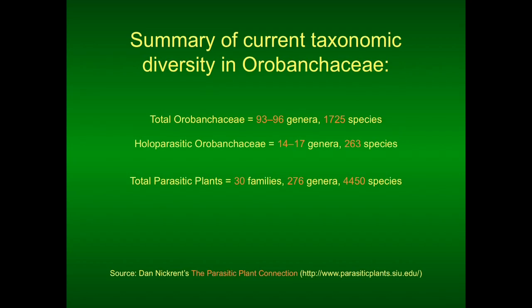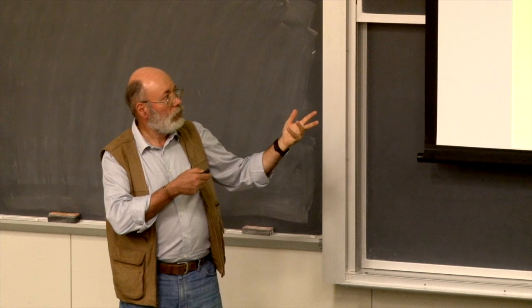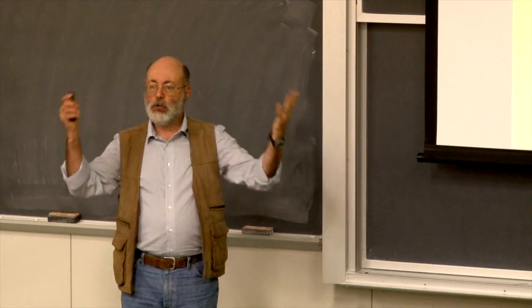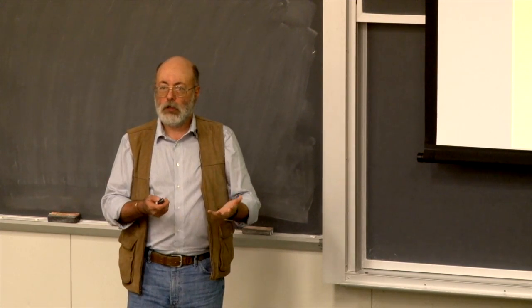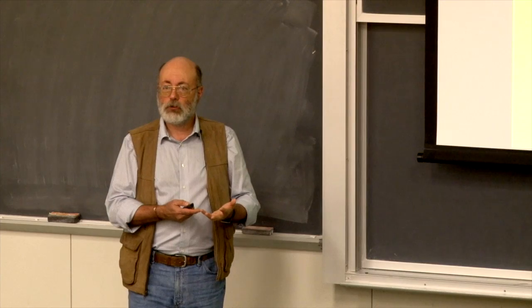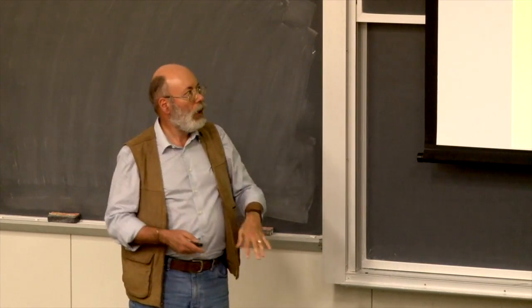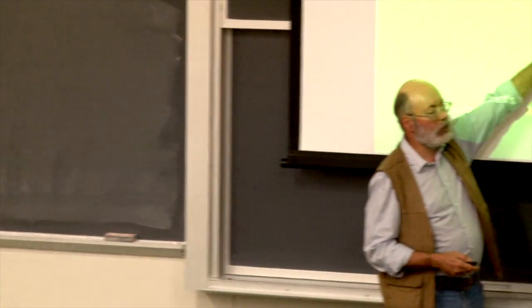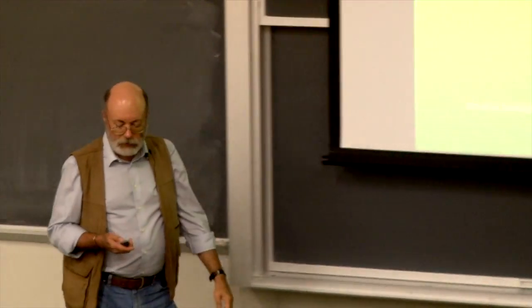So the total number of Orobanchaceae, when this reclassification was done, went up from just 14 to 17 genera, all the way up to nearly 100 genera, and the total number of species from the traditional went up to over 1,700 species. So the Orobanchaceae in this new circumscription is one of the largest and most taxonomically diverse groups of parasitic plants anywhere out of these 30 or so families that are scattered throughout the flowering plants.